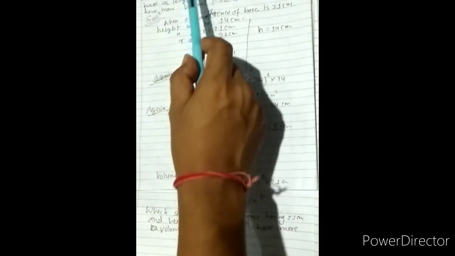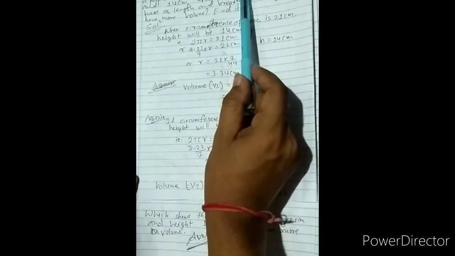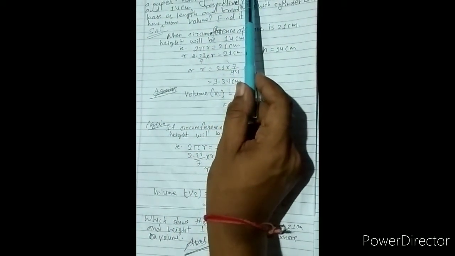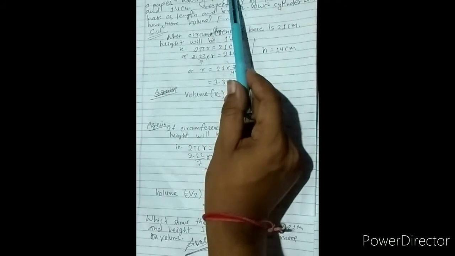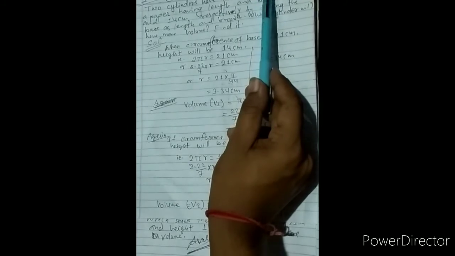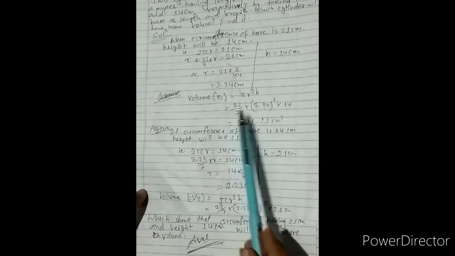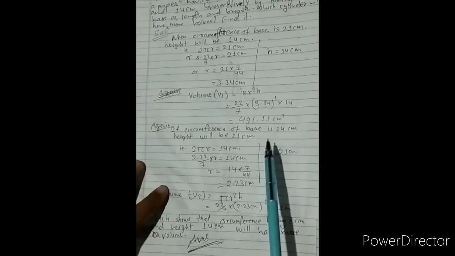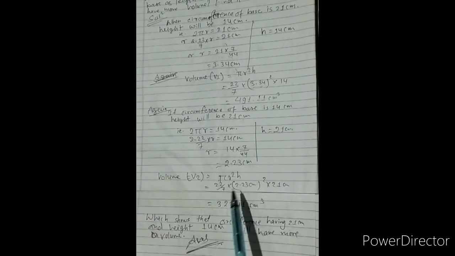In first, circumference is 21. In second, circumference is 14. Height is here 14, here 21. Now from both you can get the volume. First we get 491.11. From second we get 327.41. So when we have circumference 21 centimeter and height 14 centimeter, we'll have more volume. Okay, thank you.